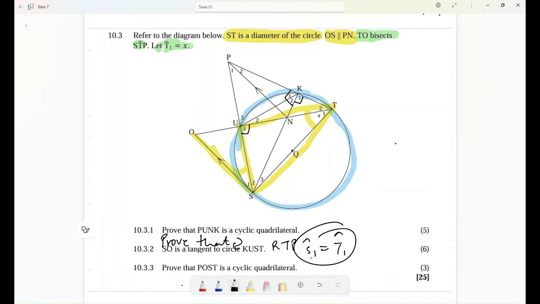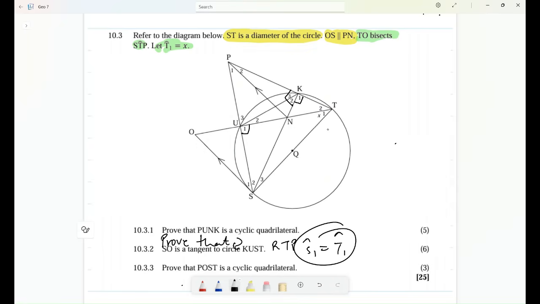If you can prove that angle S1 is equal to angle T1, then you can conclude by saying therefore OS is a tangent to the circle. As long as they haven't told you that, you cannot conclude that. Now let's see how we can prove that. This angle here and this angle are equal. We are trying to prove that.